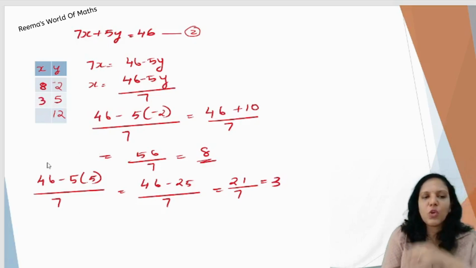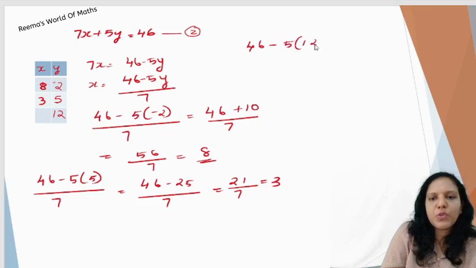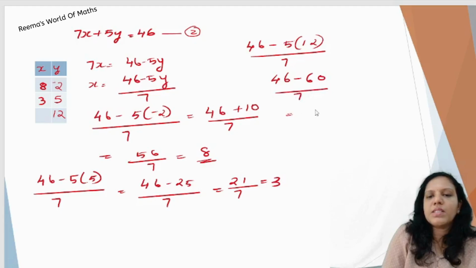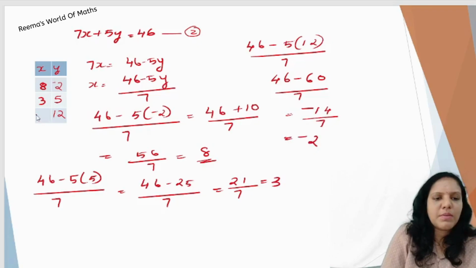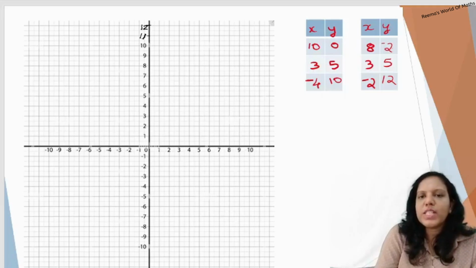Now let's take the value of y to be 12. So again that is 46 minus 5 multiplied by 12, divided by 7. So that is 46 minus 60 divided by 7, that is minus 14 by 7, which will give you minus 2. So that is minus 2. So now we have found the coordinates for the first equation.